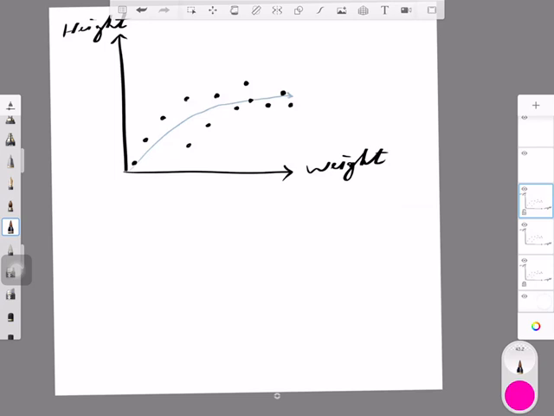Now let me try another machine learning method. Let's fit a squiggly line to the training set. Let me cancel this out. For the squiggly line, I'll use another color, pink.